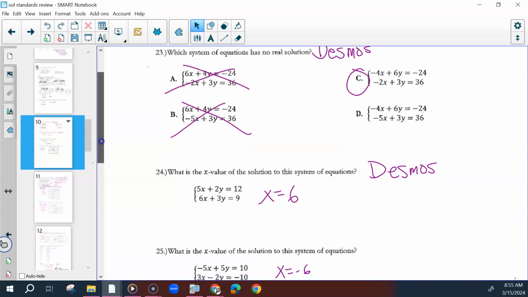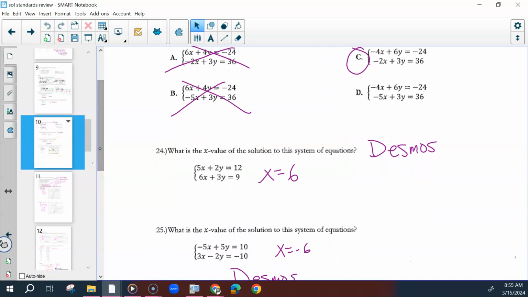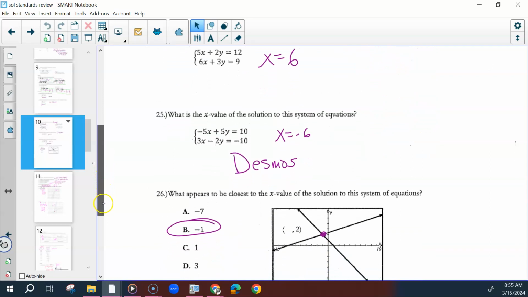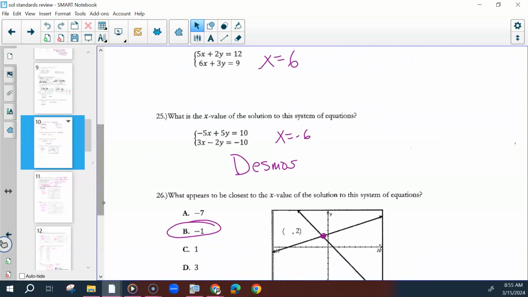Was C. 24, x equals 6. 25, x equals negative 6. 26 was B. And then go on to the next page.